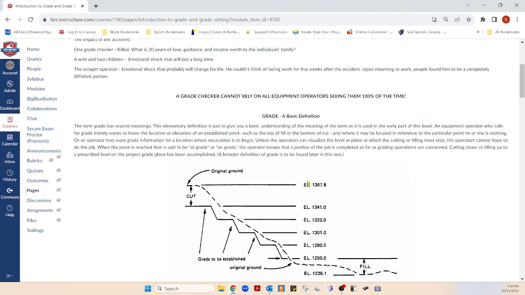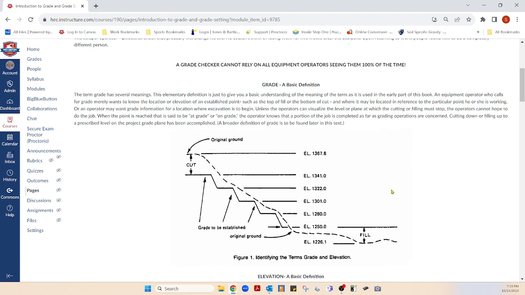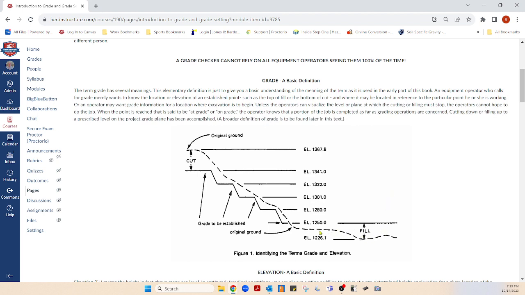This is grade. The term grade has several meanings. The elementary definition is just to give you a basic understanding of the meaning of the term as it's used in the early part of this book. An equipment operator who calls for grade merely wants to know the location or elevation of an established point, such as the top of the fill or the bottom of the cut, and where it may be located in reference to another point. So here, let's say this is a slope.